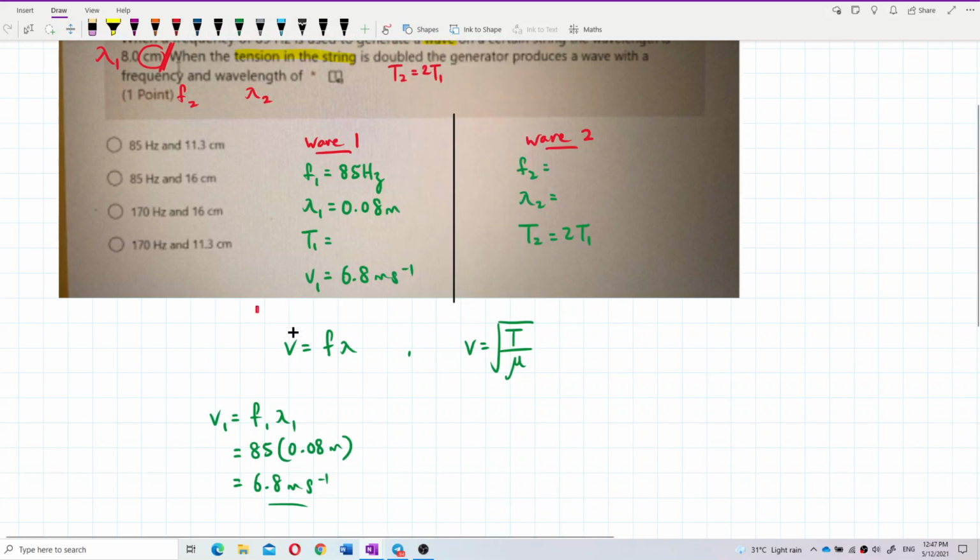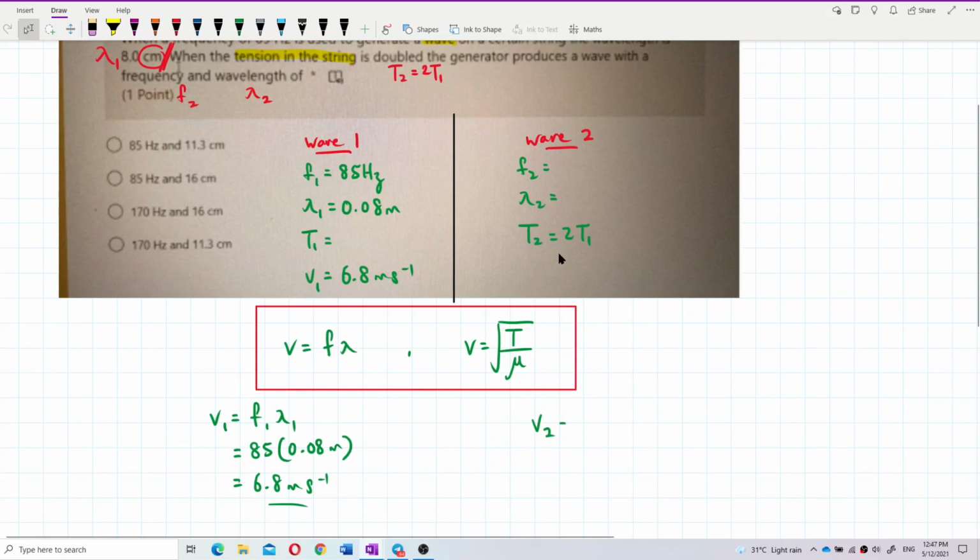We just use these two formulas. Later on, we can also find V2, because we have the tension here. He said tension is 2T1. We don't know what the tension is, but never mind, we can find this V2.